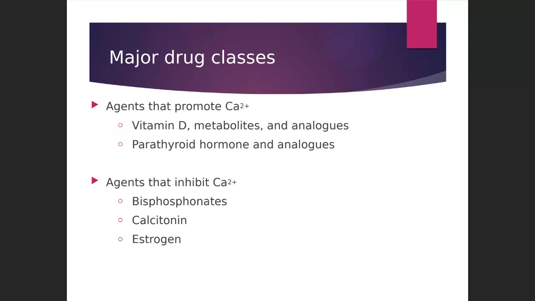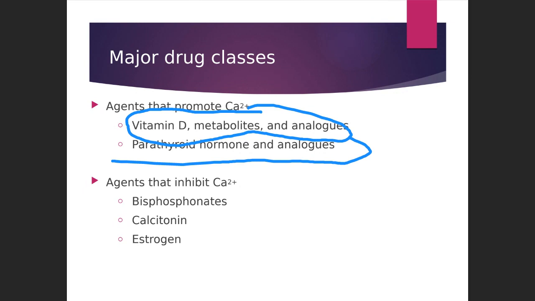The major drug classes: the agents that promote calcium, especially the vitamin D metabolites and analogs, and parathyroid hormone. The agents that inhibit calcium include bisphosphonates. Inhibiting means stopping the calcium. Also, inhibition of calcium by calcitonin and estrogen hormone.